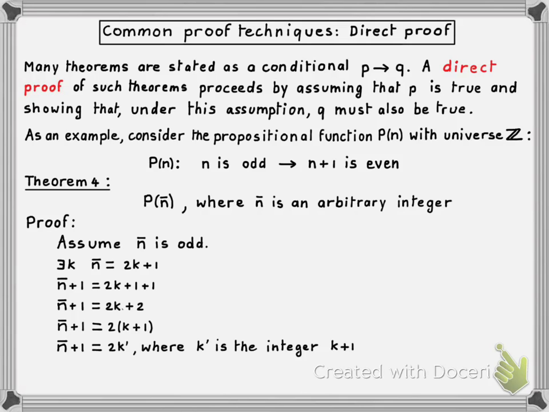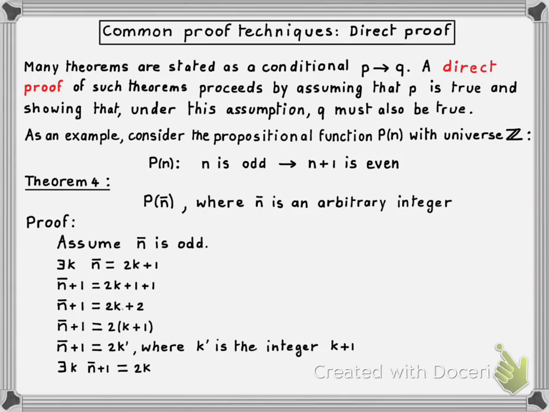So why is k prime an integer here? Well, it must be an integer because from this step, we know that k is an integer, and we know that every time you add 1 to an integer, you obtain another integer. So again, we just proved that n bar plus 1 is equal to 2 times some integer k prime.